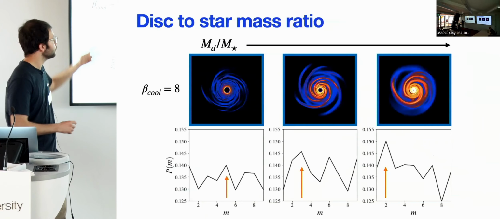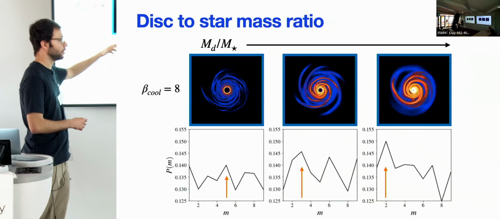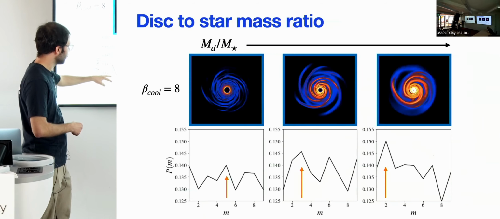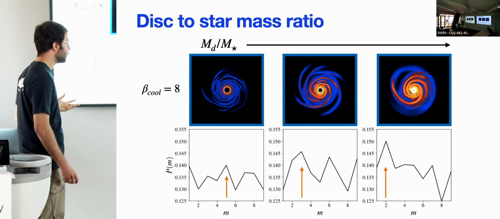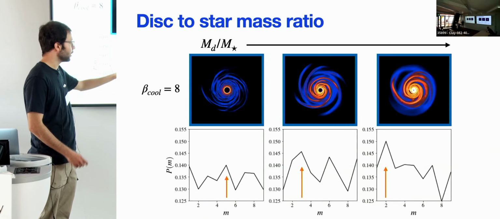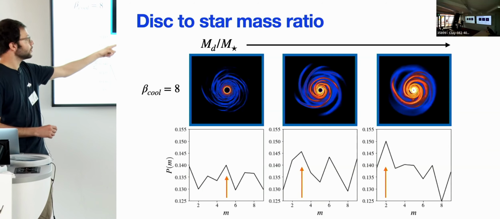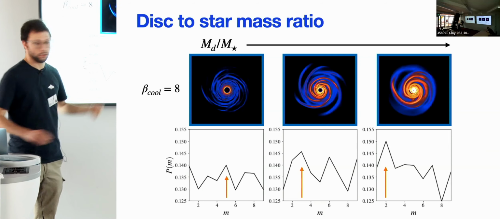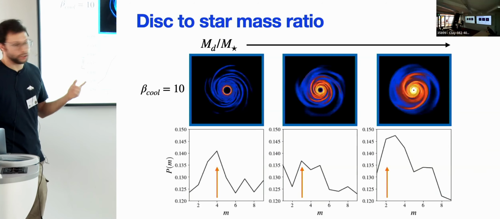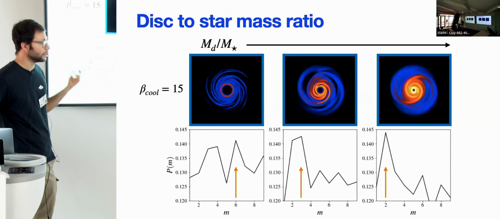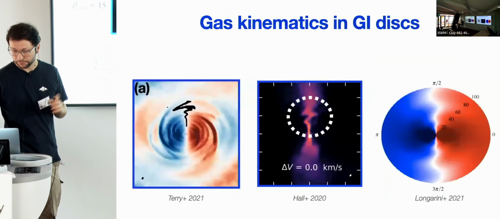And also, we can study how the spiral morphology is a function of the disk to star mass ratio. So here in this bottom row, I'm plotting the power spectrum of this spiral. So the peak of the power spectrum is the dominant mode here. And you can see that by increasing the disk to star mass ratio, the dominant mode is lower. So we have a lower number of spiral arms, and I did this for 3 different values of beta cooling. It is respected.